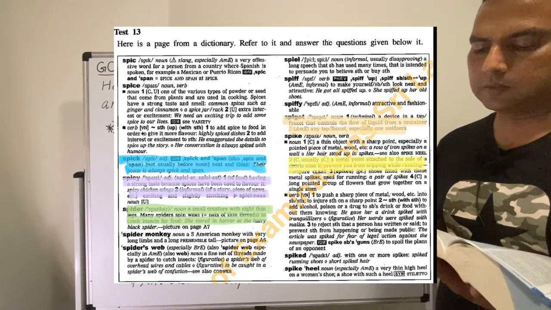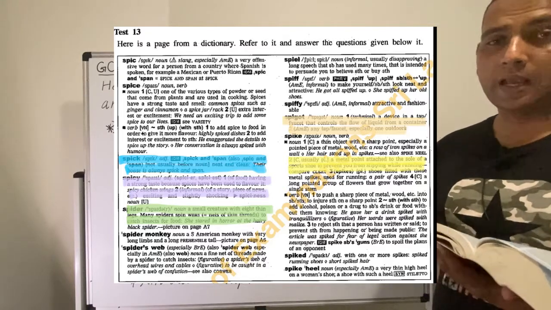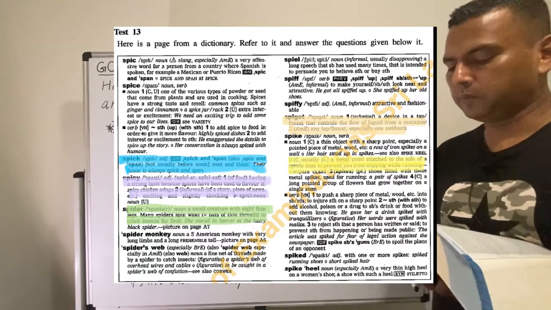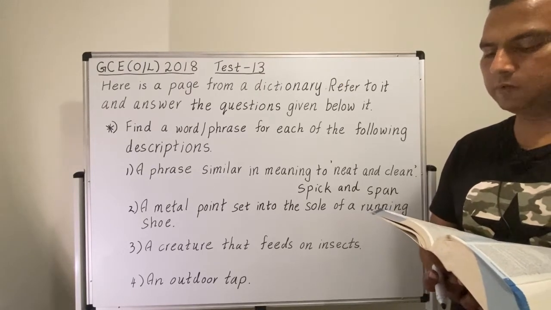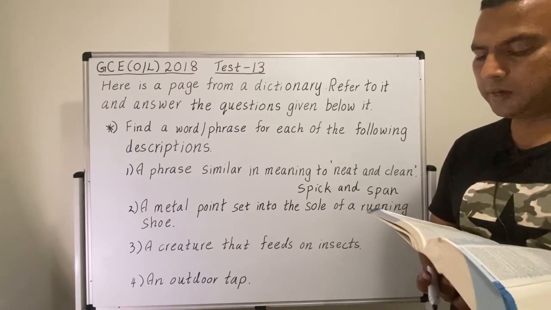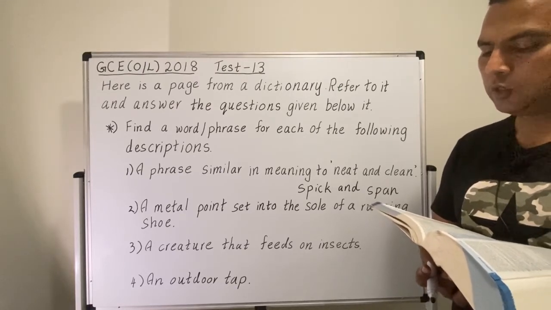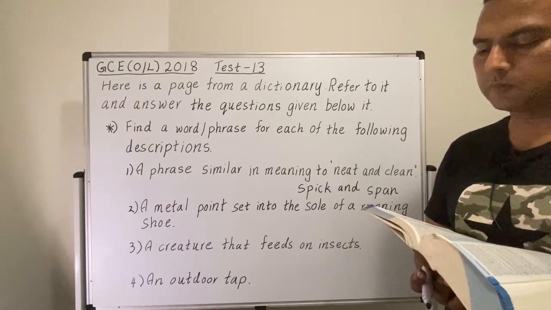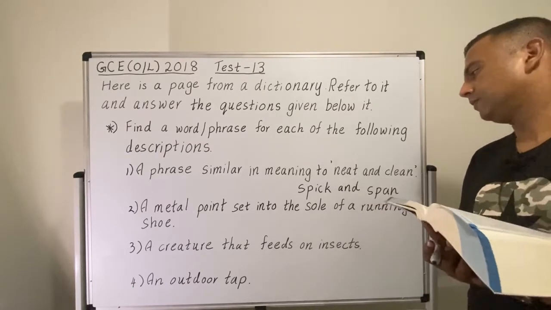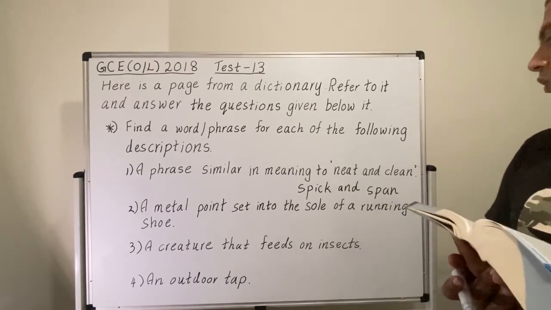Okay, so that means, the second one, that noun has several meanings. Under the second meaning of the same word, it says a metal point attached to the sole of a sports shoe to prevent you from slipping while running. Okay, so what do you call it? A metal point set into the sole of a running shoe.